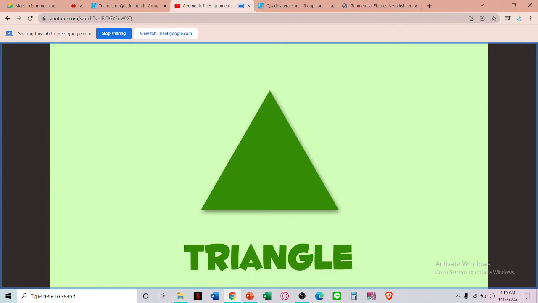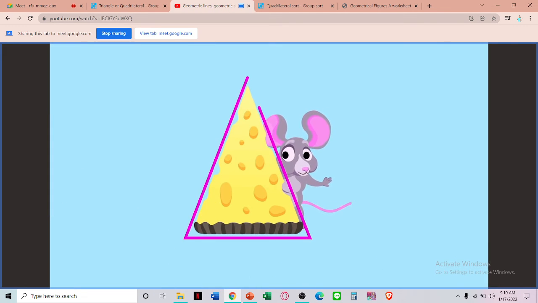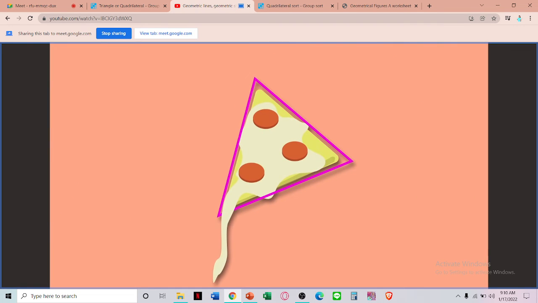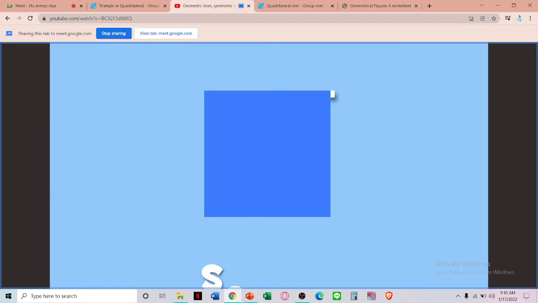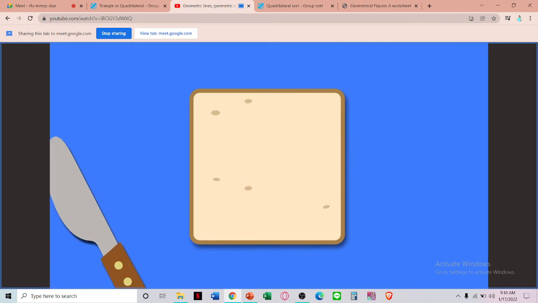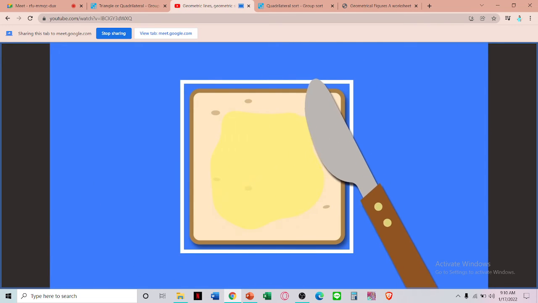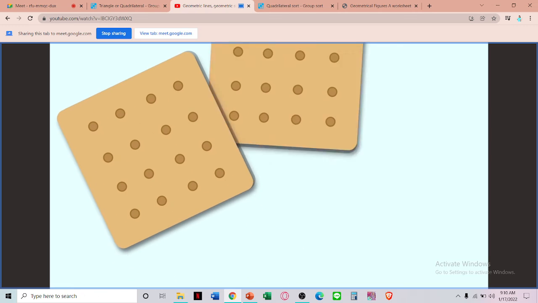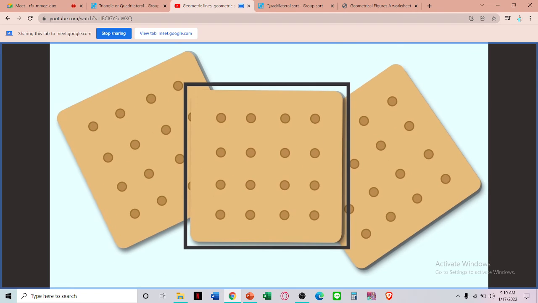This is a triangle. It's a polygon with 3 sides and 3 angles. The triangle is like this piece of cheese, or like this slice of pizza. Yum yum! It looks delicious. This is a square. This square looks like sandwich bread, or like this cookie. No more food talk. I'm feeling really hungry.